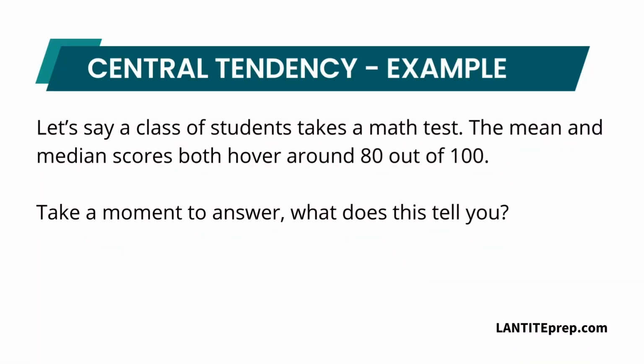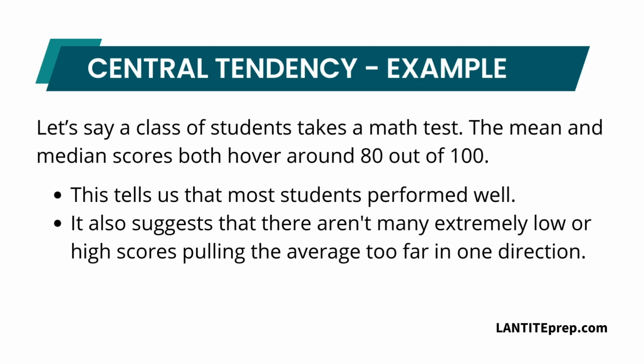Let's say a class of students takes a math test. The mean and median scores both hover around 80 out of 100. Take a moment to answer. What does this tell you? This tells us that most students performed well. It also suggests that there aren't many extremely low or high scores pulling the average too far in one direction.